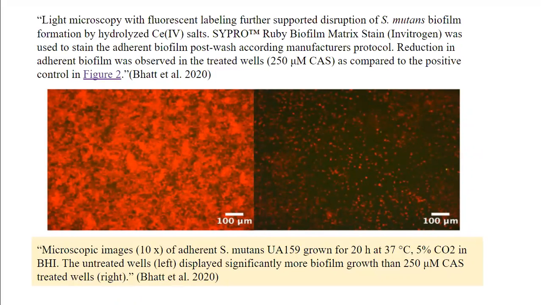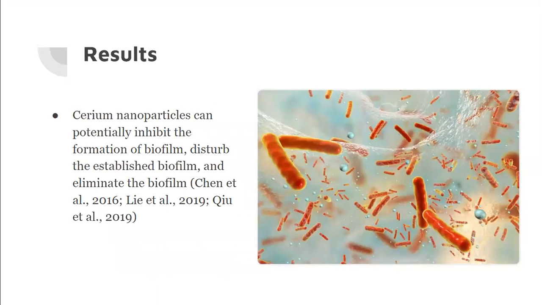This shows two wells of adherent S. mutans. The untreated well on the left displayed significantly more biofilm growth than the treated well on the right. The results: cerium nanoparticles can potentially inhibit the formation of biofilm, disturb the establishment of biofilm, and eliminate the biofilm.